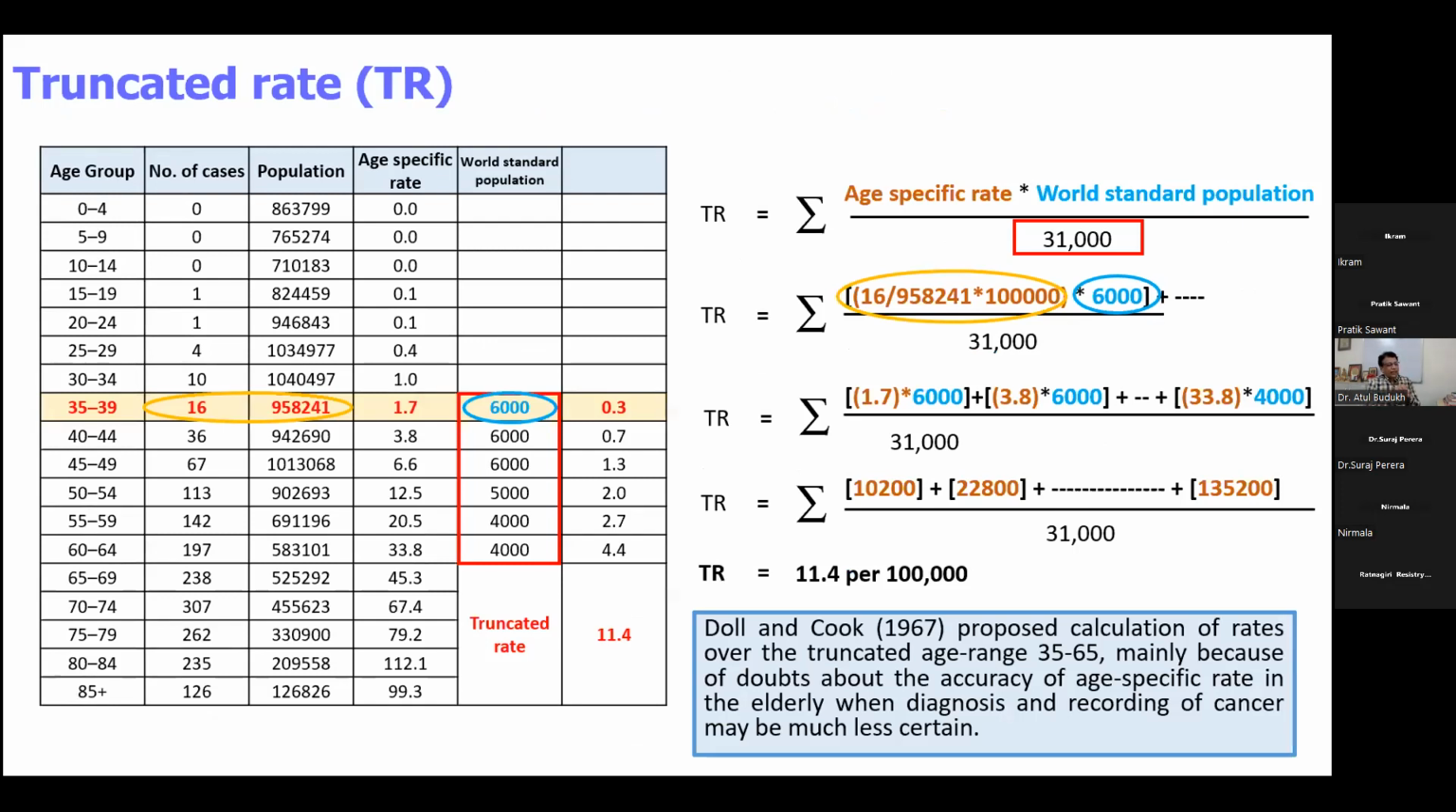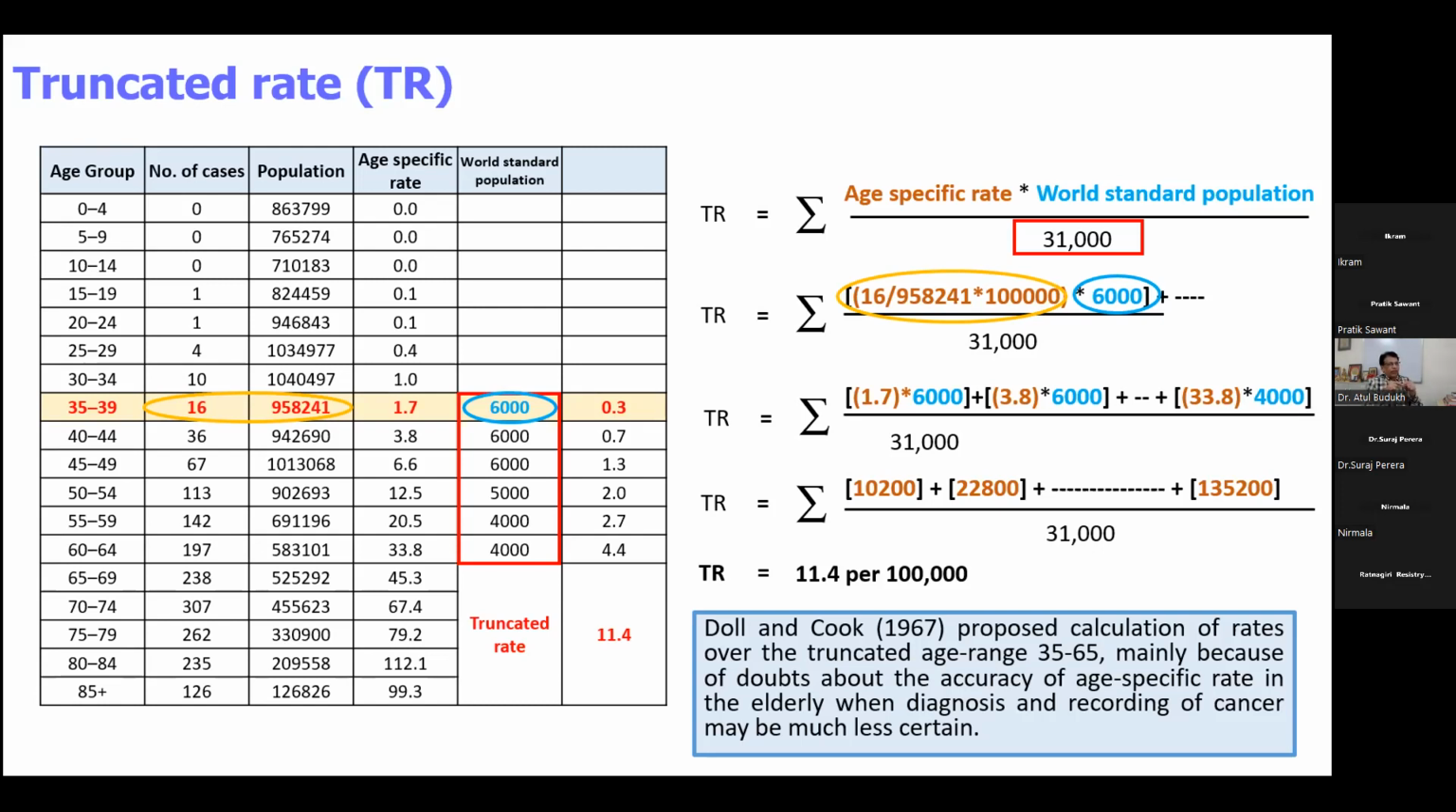Now, similarly, we need to calculate truncated rate. What is truncated rate? Because age adjusted rate we calculate for 0 to 85 plus or 0 to 75 plus. The purpose of age adjusted rate is for comparison purpose, which is also called in statistical term artificial rate. The crude rate is actual rate, but age adjusted rate is for the comparison purpose.